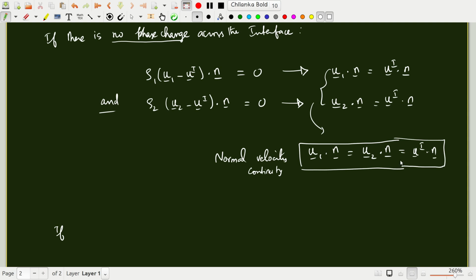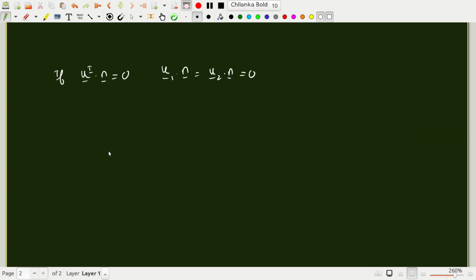Now again there are two possibilities. If ui dot n is 0, the interface is not moving, then u1 dot n is equal to u2 dot n is equal to 0. But if the interface is moving, there are two possibilities. The interface can translate as a whole. Suppose you have a liquid drop. This drop can move as a whole. The interface is simply getting translated. That means each point on the interface is translating with the same velocity.